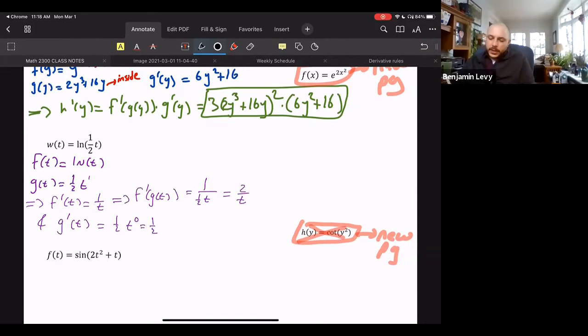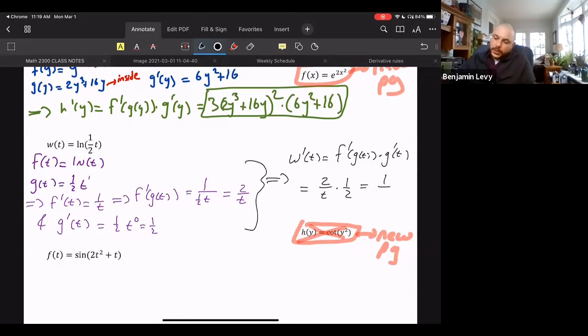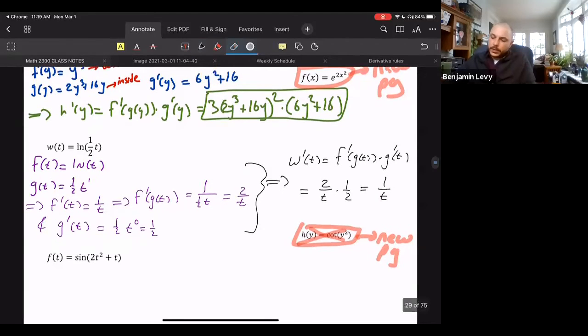All right, so then let's write down the answer. Based on this work, we're going to take the derivative of w, and I'm just going to write down the chain rule again. It's f prime of g of t times g prime of t. And we now have both of those components. So it's 2 over t times 1/2, and the 2's cancel. And so it's really just 1 over t. And that's the derivative of this one.